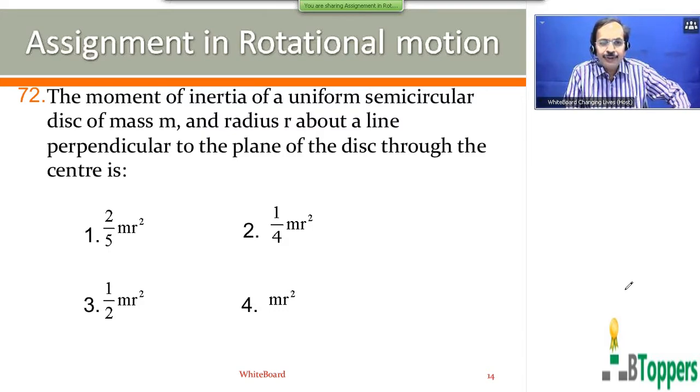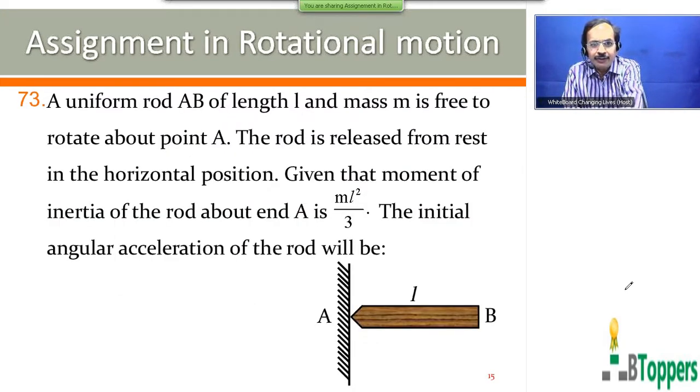So for question number 72, the third option will be the answer. Next, look at question number 73. A uniform rod AB of length L and mass M is free to rotate about point A. The rod is released from rest in the horizontal position. Given that the moment of inertia of the rod about end A is ML square by 3. The initial angular acceleration of the rod will be.